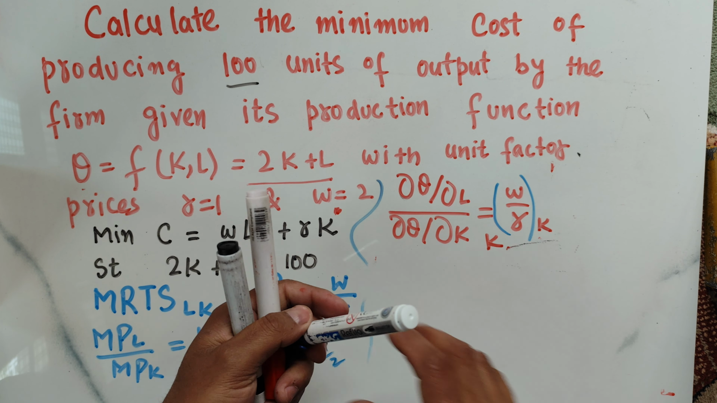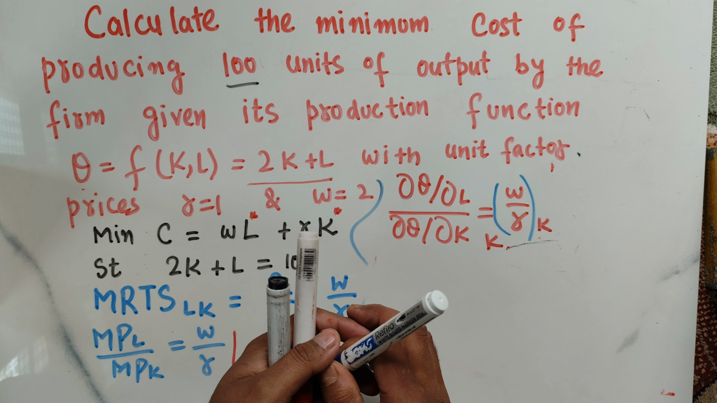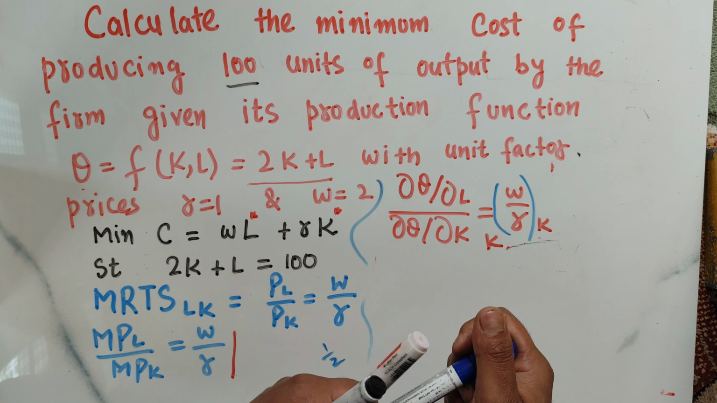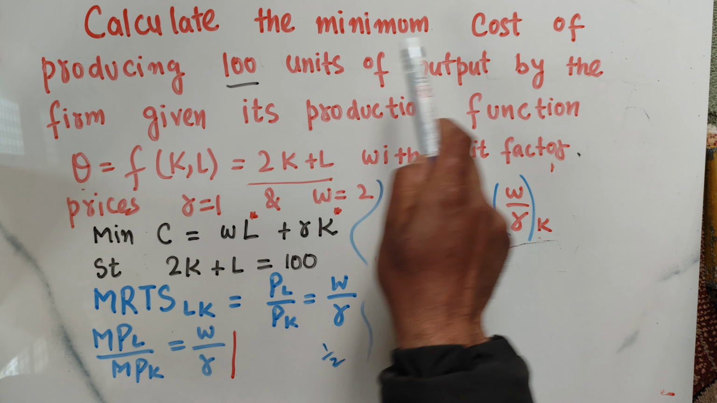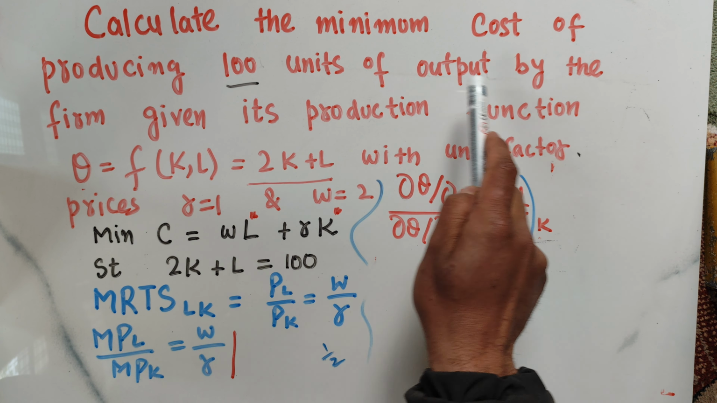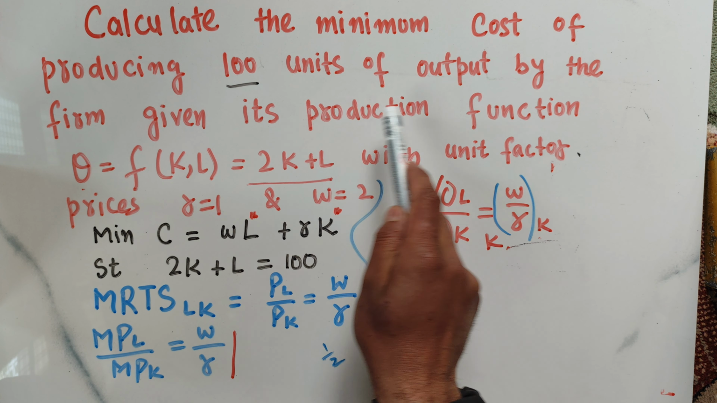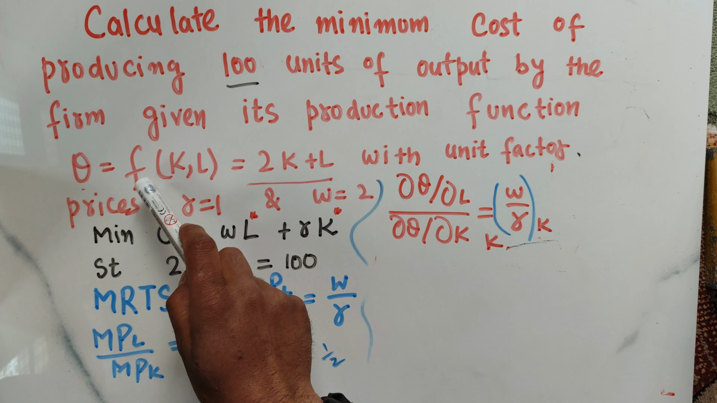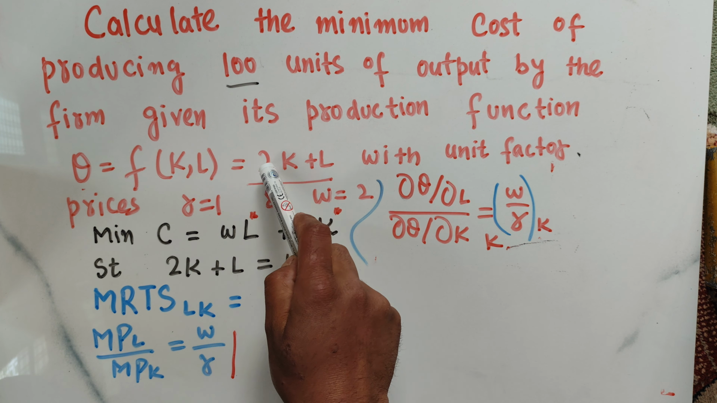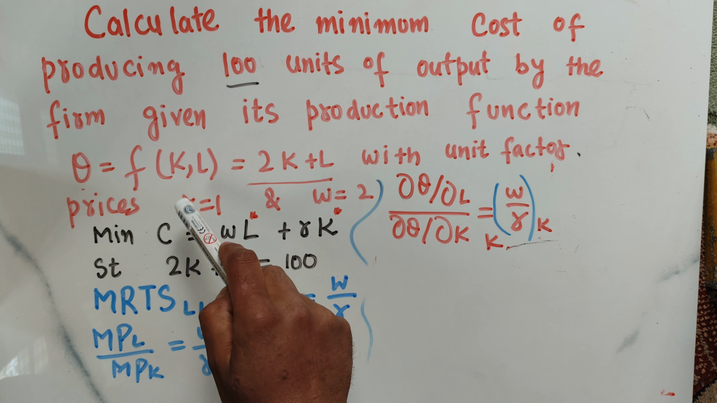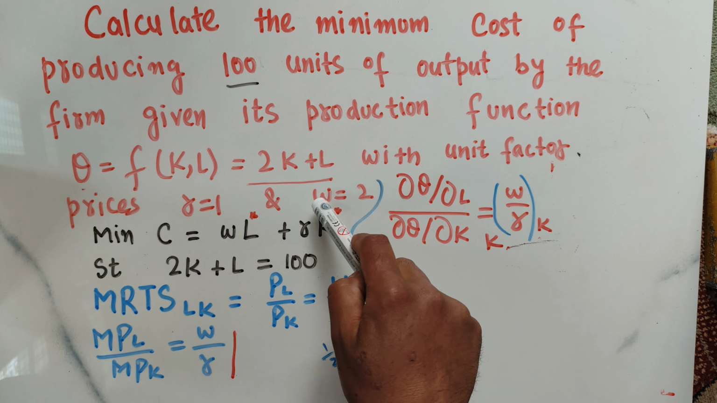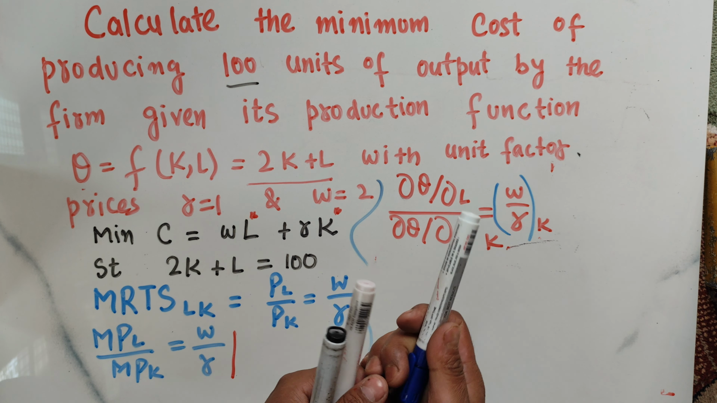In this video we will learn how to find out the minimum cost of production from the given production function and the factor prices. The question is: calculate the minimum cost of producing 100 units of output by a firm, given its production function Q is a function of capital and labor, which is equal to 2K plus L, with the unit factor prices, that is, the rental rate of capital is equal to 1 and the wage rate is 2.